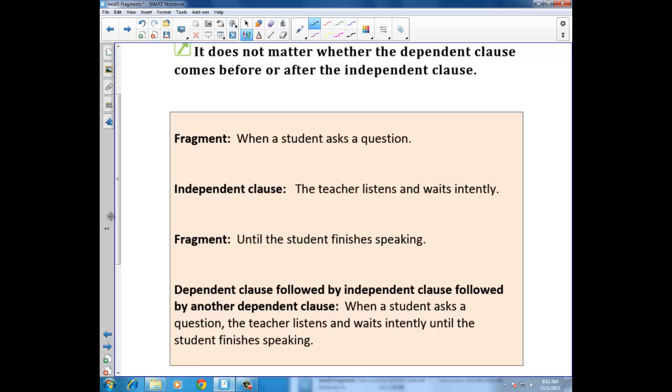Here are some more examples. Fragment. When a student asks a question. Independent clause. The teacher listens and waits intently. Fragment. Until the student finishes speaking. Dependent clause followed by an independent clause followed by another independent clause. When a student asks a question, the teacher listens and waits intently until the student finishes speaking.